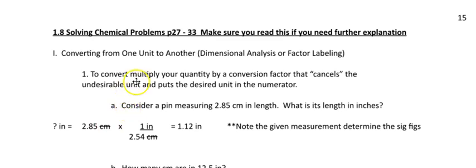To convert, you want to multiply your quantity by a conversion factor that cancels the undesirable unit, the unit you don't want, and put the desired unit in the numerator. So consider a pen measuring 2.85 centimeters in length. What is its length in inches?